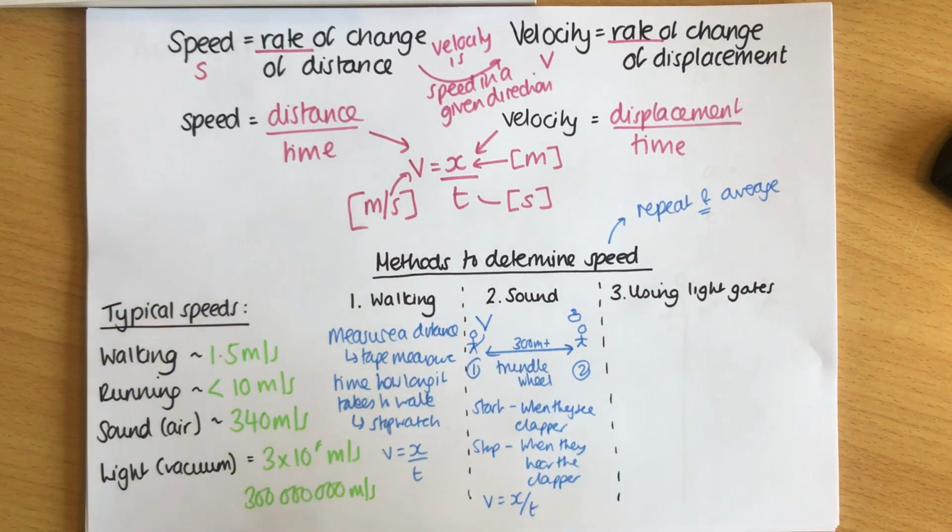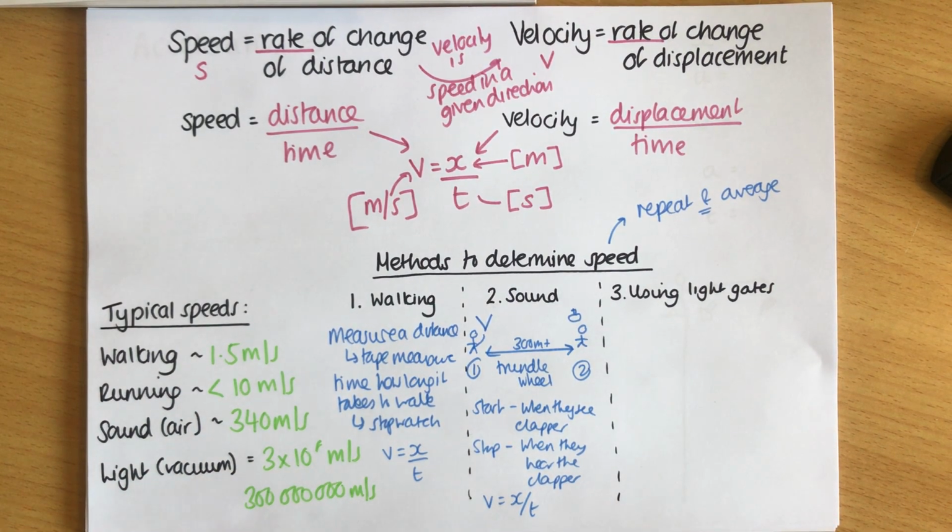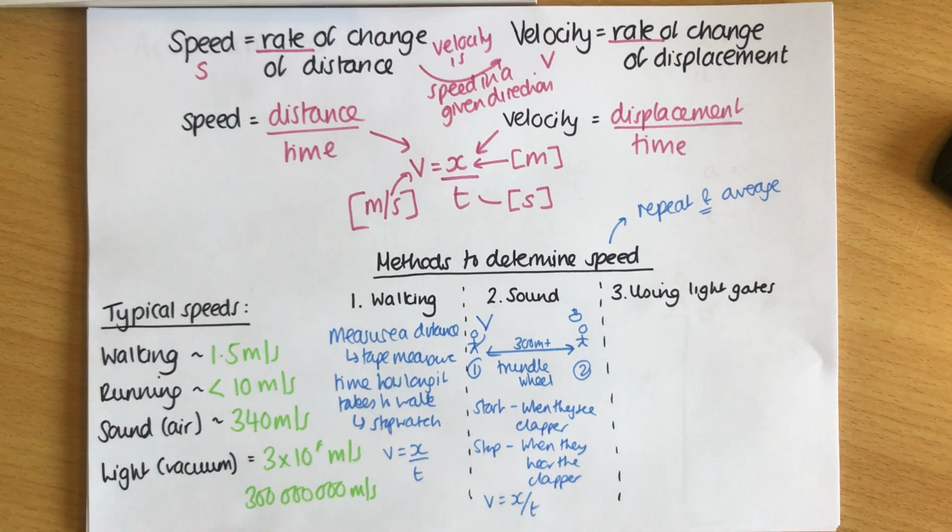The distance will be your 300 metres. The time is the time between the clap and seeing it and hearing it. And you should get about 340 metres per second. That's the reason that when there's thunder and lightning, you can see the lightning and then you hear the thunder.